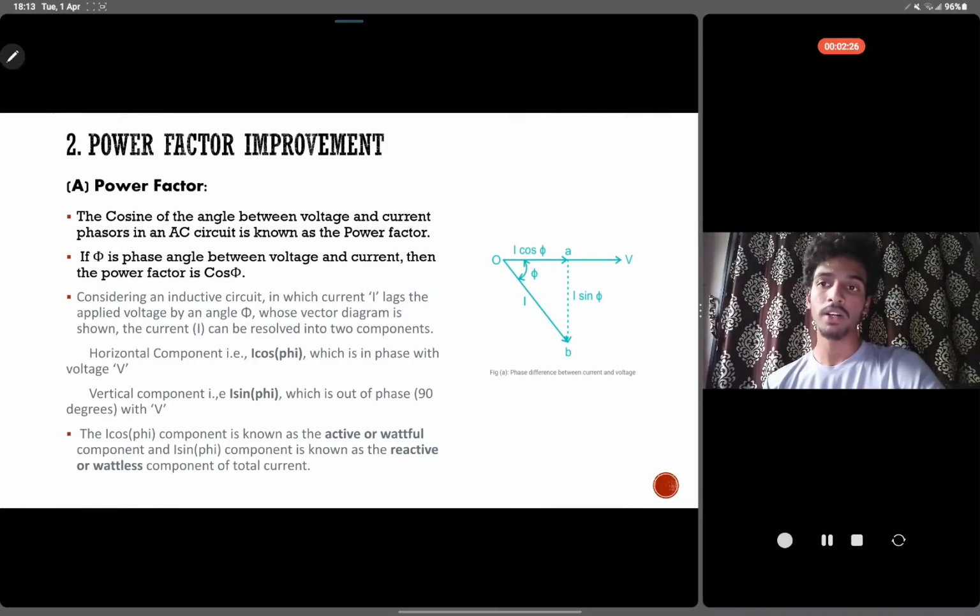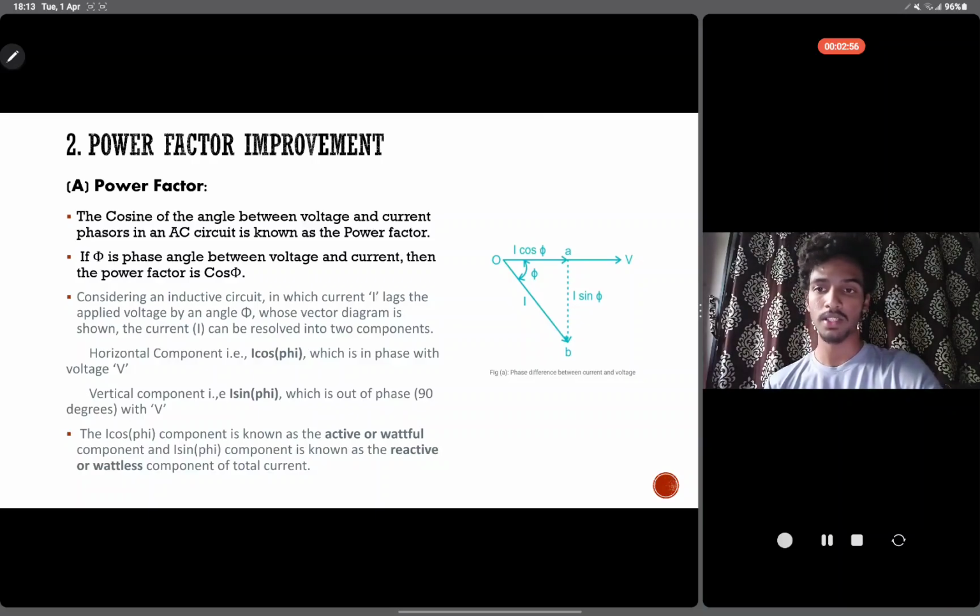And coming to the second part of the presentation, the second part covers the power factor. The basic definition for power factor is the cosine of the angle between the voltage and current. In terms of power, the cosine of the angle between voltage and current phases in an AC circuit is known as the power factor. If phi is the phase angle between the voltage and current, then the power factor is cos phi.